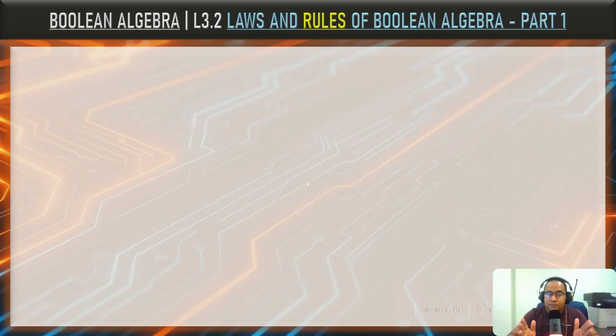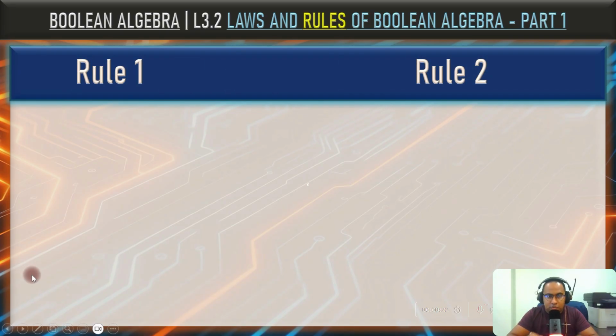Now, let's move on to the Boolean rules. These rules are practical tools to help us manipulate, simplify, and transform Boolean expressions more efficiently. Let's start with rule 1. This rule states that any variable added to 0 results in the variable itself. This operation uses the OR gate, since this symbol represents logical addition. The 0 does not change the logical value of A.